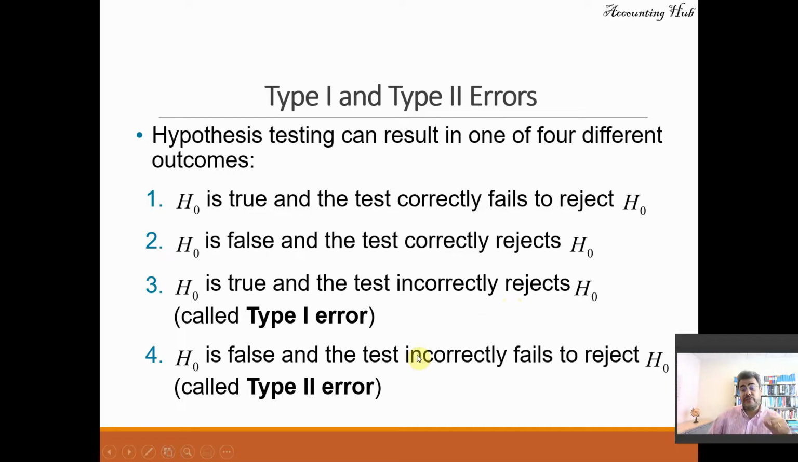On the other hand, H0 is false, and the test incorrectly fails to reject H0. The defendant is guilty, not innocent, but we fail to reject it. So we consider them innocent, and a guilty guy goes free on the street. So call it type 2 error. Both errors are very bad and they go wrong on your stats.